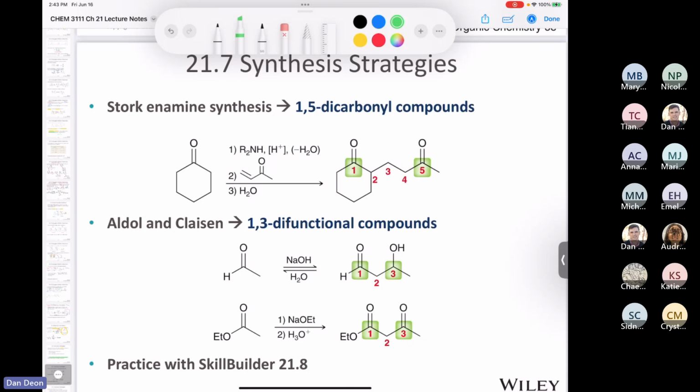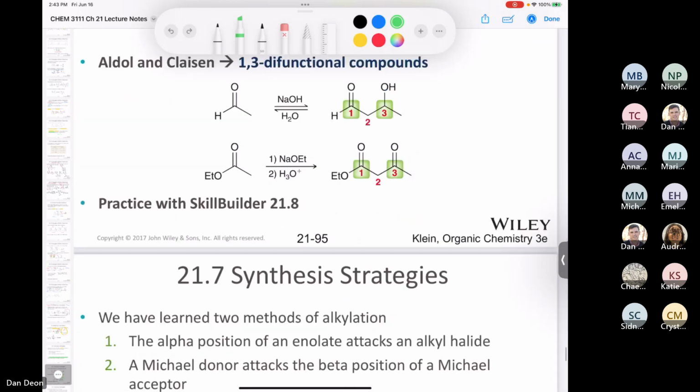Whenever you have a 1,3, it says here difunctional. I learned bifunctional when I was a student. But anyhow, if you're trying to make some kind of 1,3 difunctional compound, ester, ketone, aldehyde, alcohol, that kind of thing, it's going to be either an aldol or a Claisen reaction, one or the other. You just have to figure out which one it's going to be. Obviously, this is an aldol addition. This is a Claisen condensation, right?